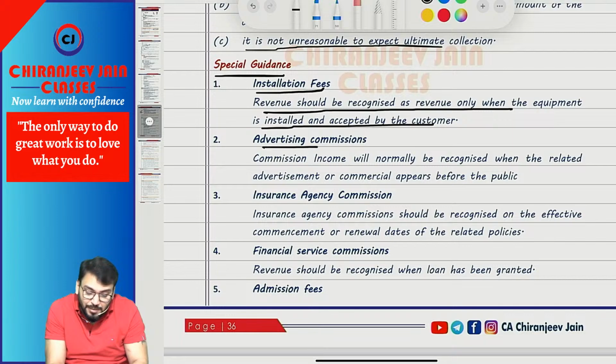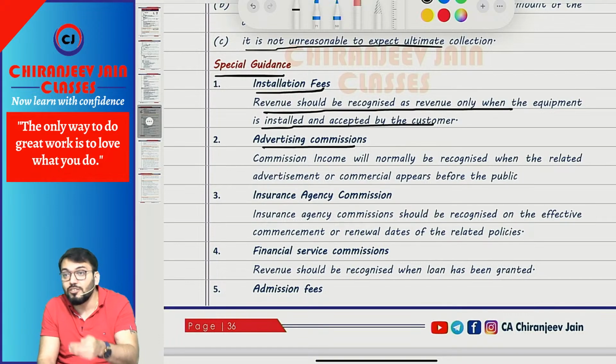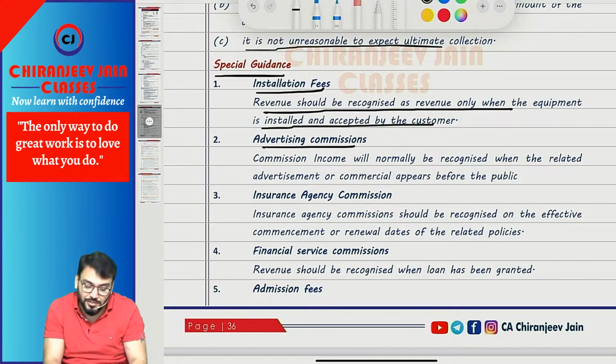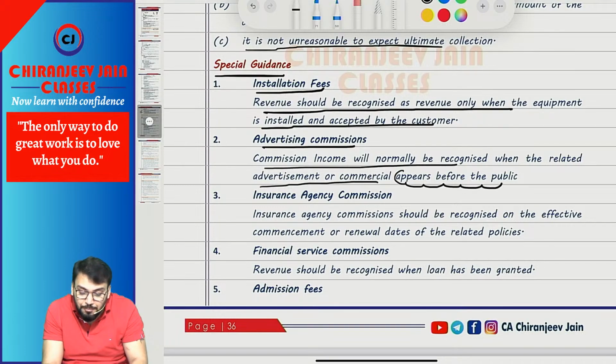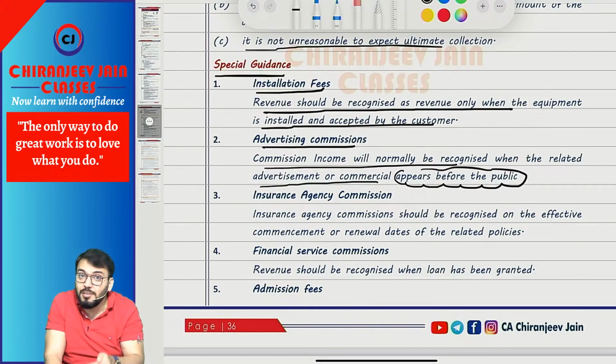For advertising commission, when the advertisement appears to the public, then commission income will be recognized. Commission income will not be recognized before the related advertisement or commercial appears before the public. I think this type of question we have done in the class also.